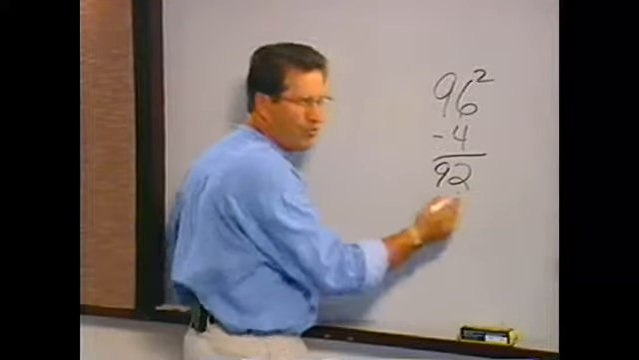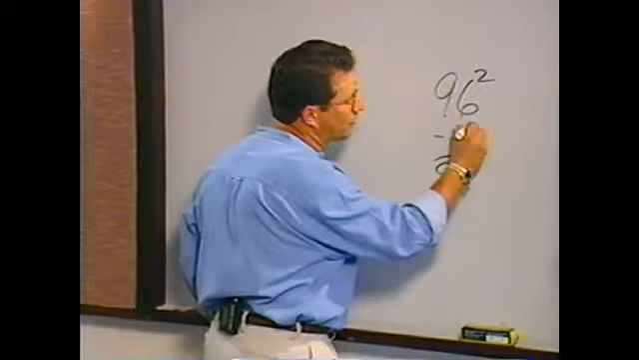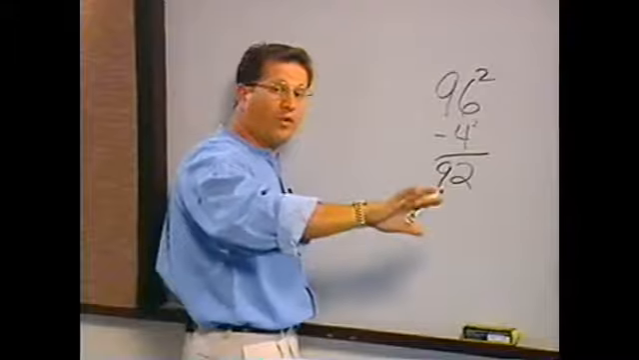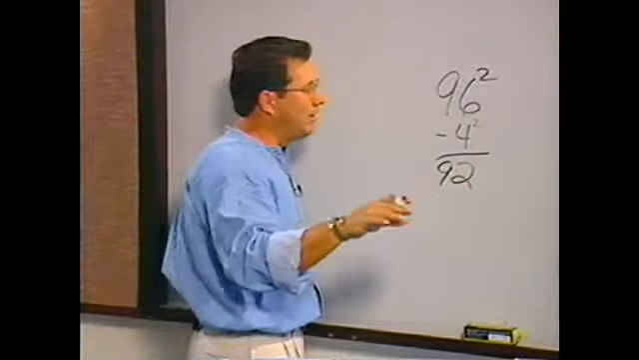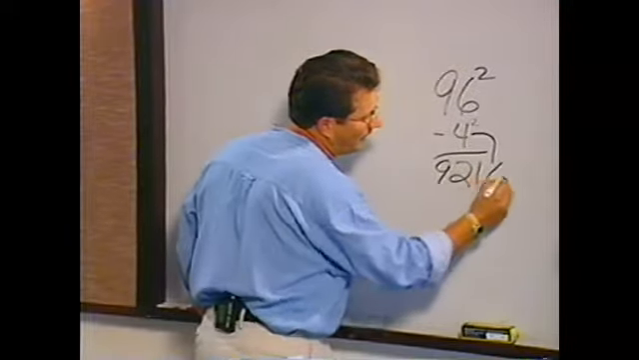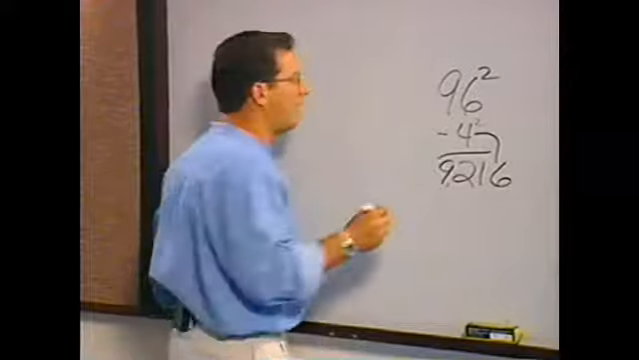Now, to get the last part of the answer, all you do is you go to this middle, the difference it was from 100, and you square that. What's 4 times 4? 4 times 4, not 4 plus 4, 4 times 4 is 16, and you just drop that behind the 92. And that's the answer, 9,216.